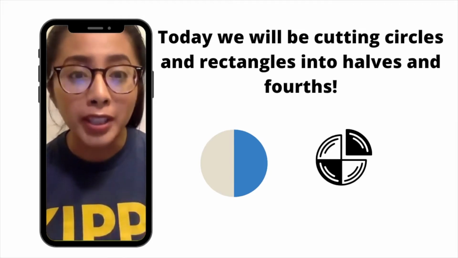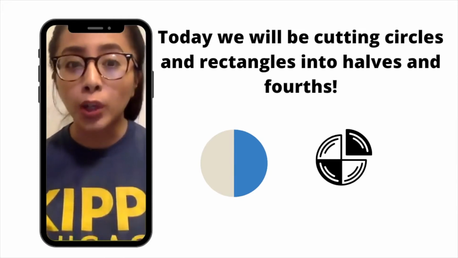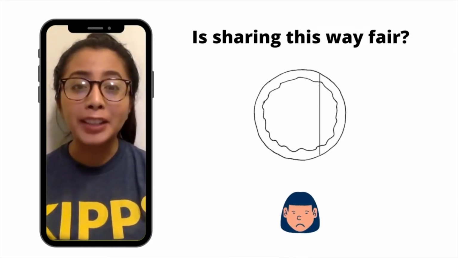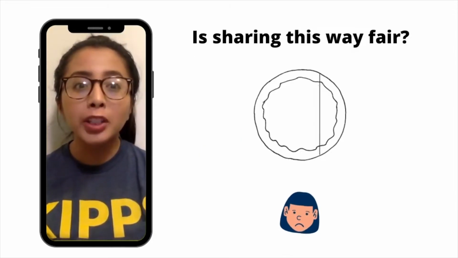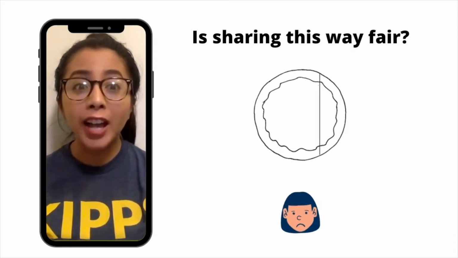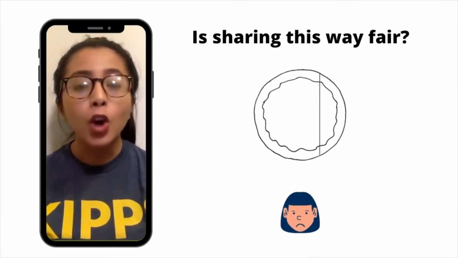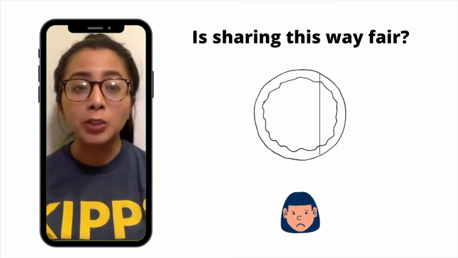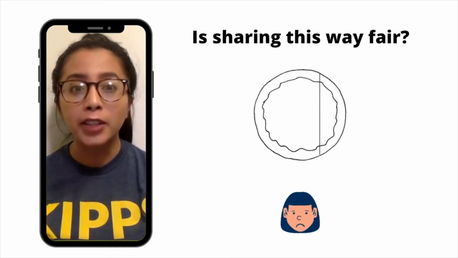So you will need a piece of paper and a pencil to draw circles and rectangles with. Last night, my sister and I bought a small pizza to share. We agreed we would each have a half of that pizza, or one of two equal parts. My brother cut the pizza for us to share, and it looked like this.